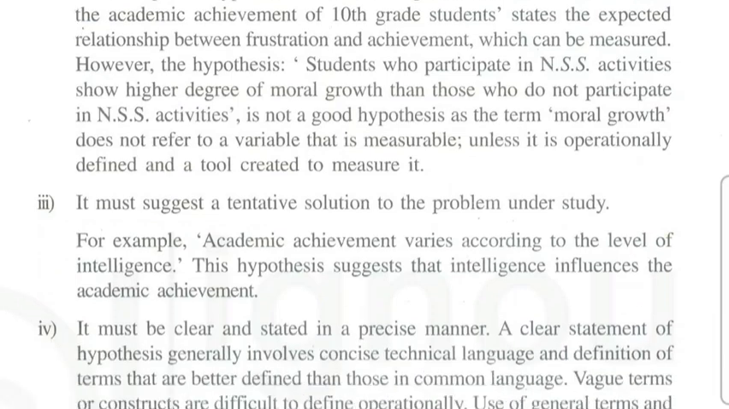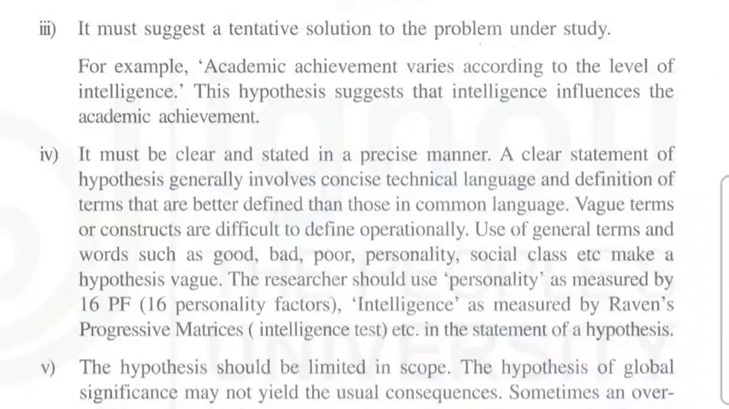It must suggest a tentative solution to the problem under study. For example, "academic achievement varies according to the level of intelligence." This hypothesis suggests that intelligence influences academic achievement. It must be clear and stated in a precise manner. A clear statement of hypothesis generally involves concise technical language and definition of terms that are better defined than those in common language. Vague terms or constructs are difficult to define operationally.